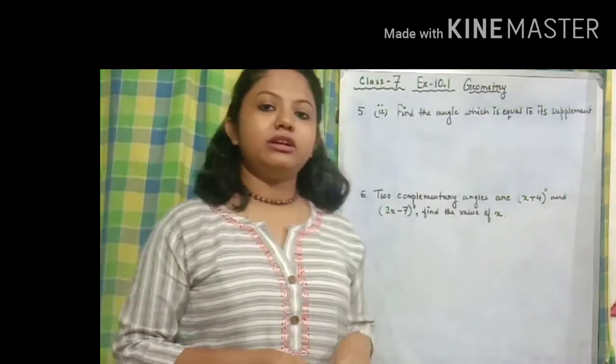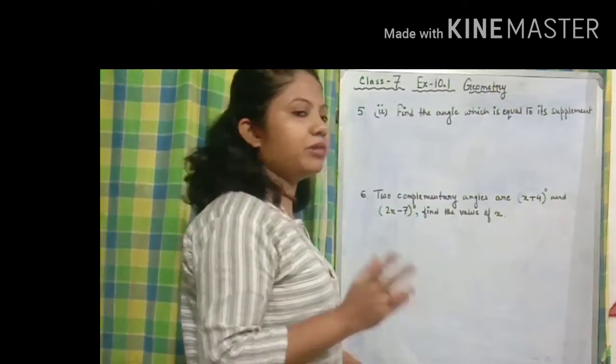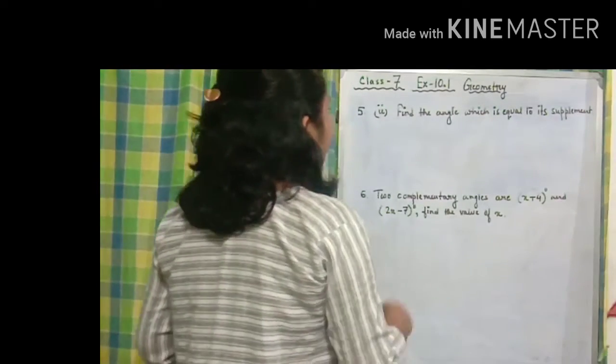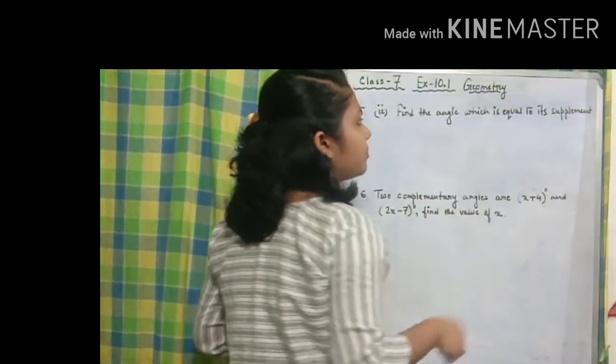So today we are going to continue from where we left off last time in exercise number 10.1. So let's get started with sum number 5, number 2. Okay, so what is the question that has been asked? Find the angle which is equal to its supplement.